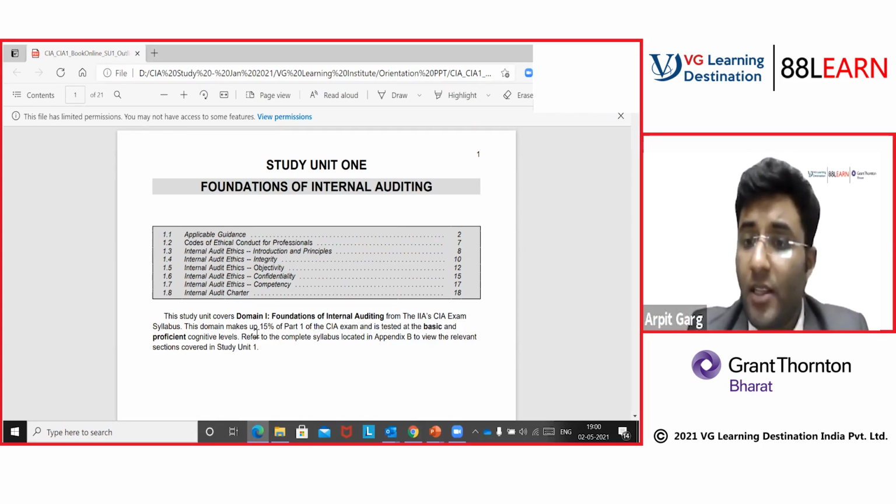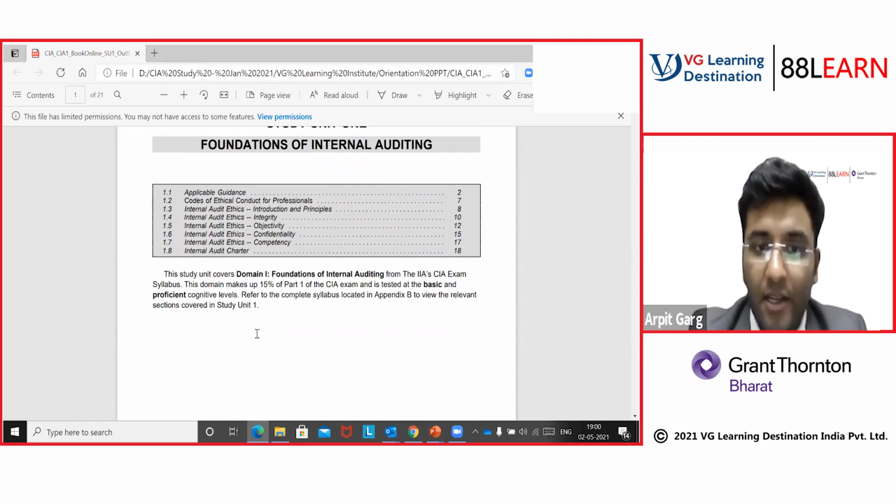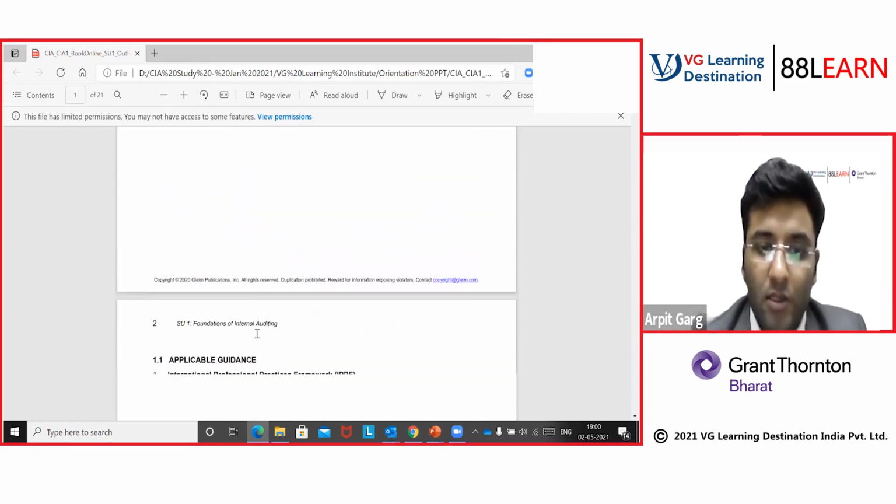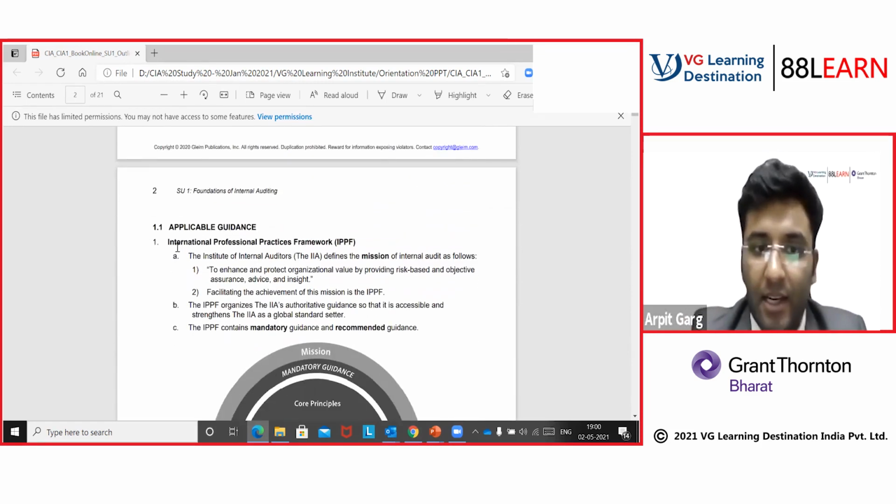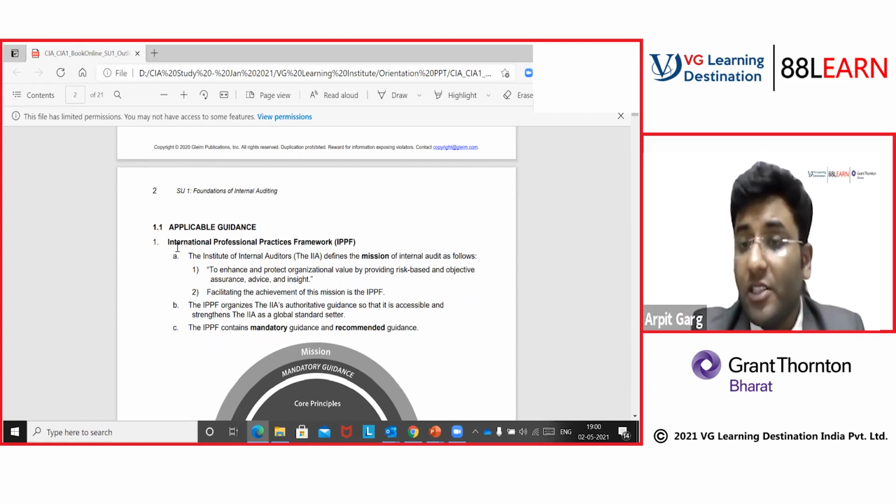So we are now starting with the GLEM material. The first topic is understanding the IPPF framework, which is the International Professional Practice Framework. Folks, we are now covering the first thing, which is mission. What is the mission as per the Institute of Internal Auditors? For internal audit activity, what is the mission of IIA?